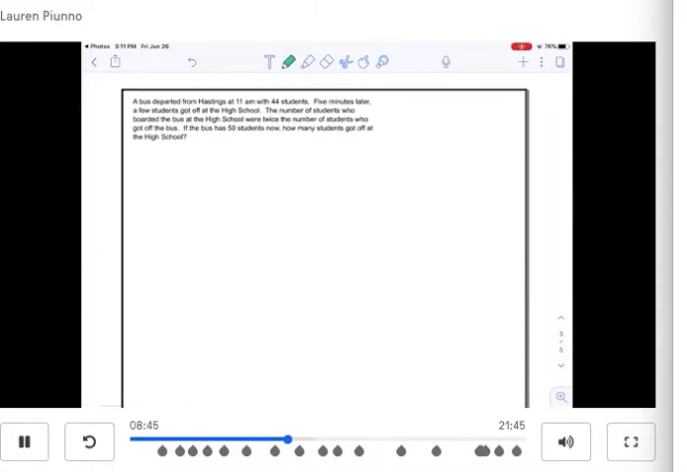A bus departed from Hastings at 11 a.m. with 44 students. 5 minutes later, a few students got off at the high school. The number of students who boarded the bus at the high school were twice the number of students who got off the bus. If the bus has 50 students now, how many students got off at the high school? My question is how many students got off the bus? So I want to know the number of students that get off the bus.